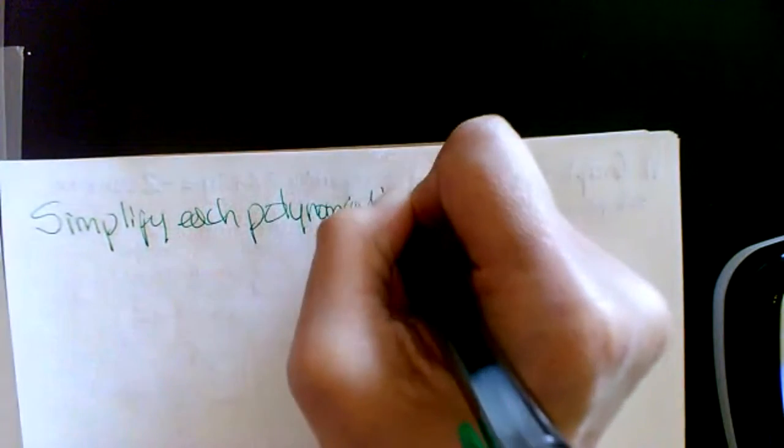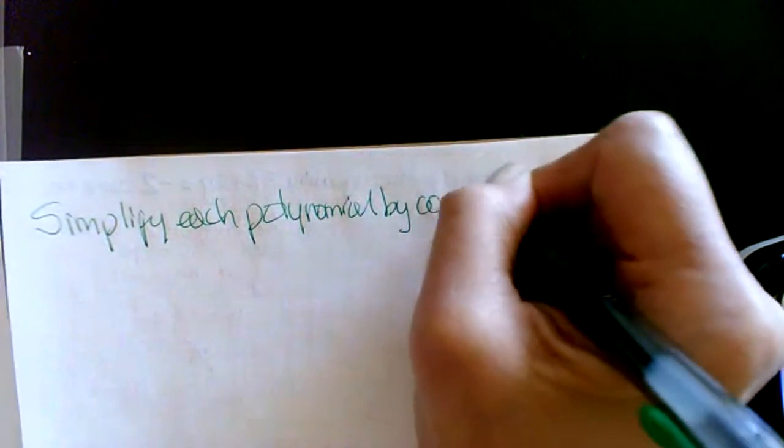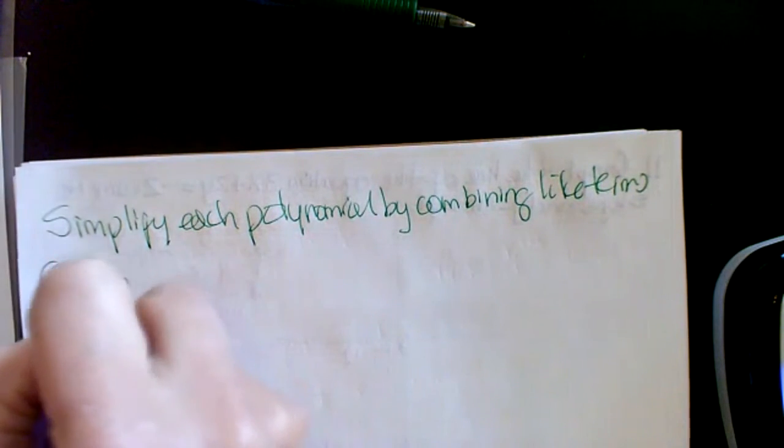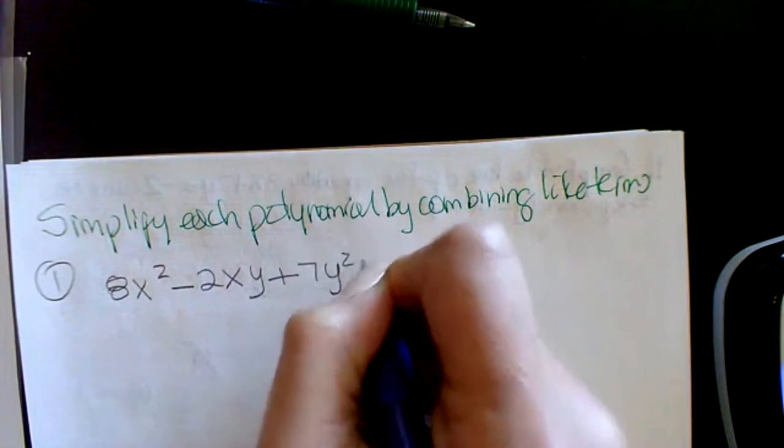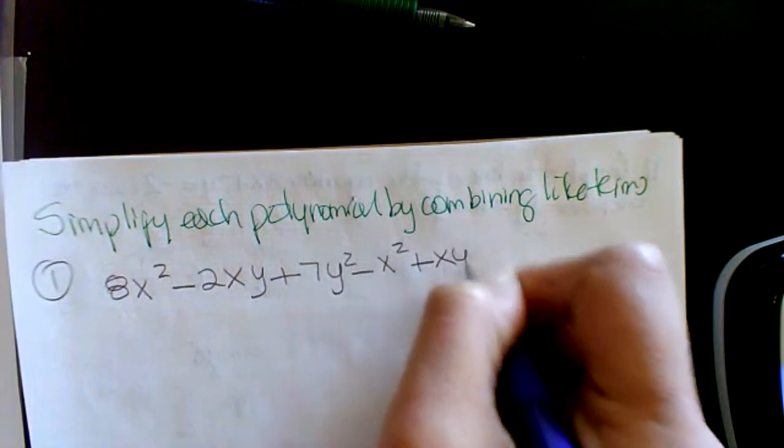Now, for example, this one says just to simplify each polynomial by combining like terms. So this one says simplify each polynomial by combining like terms. So I'm just going to do, let's do this one. It's 8x squared minus 2xy plus 7y squared minus x squared plus xy.